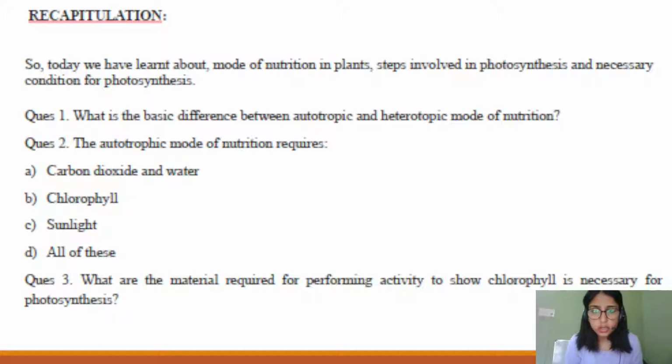Second question: the autotrophic mode of nutrition requires, this is an easy one for you now that we have discussed everything, A, carbon dioxide and water, B, chlorophyll, C, sunlight, or D, all of these that were mentioned above.